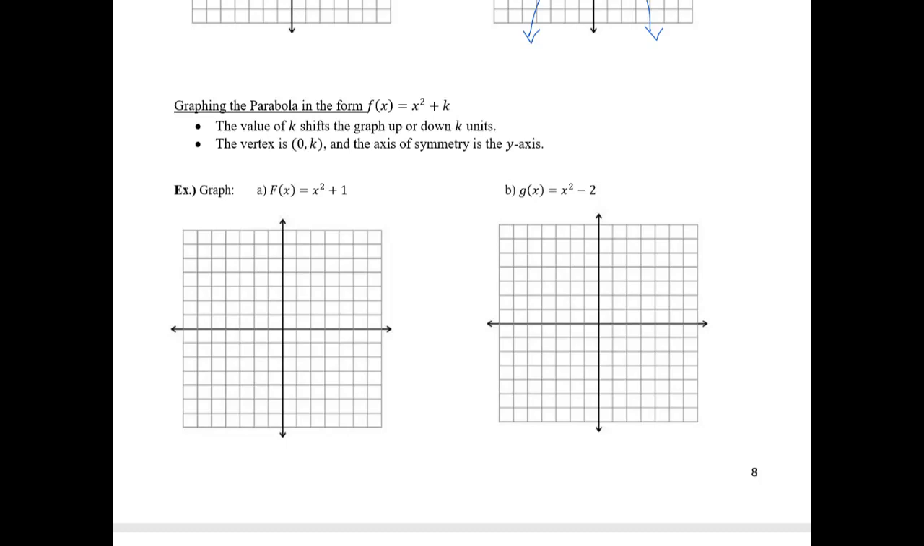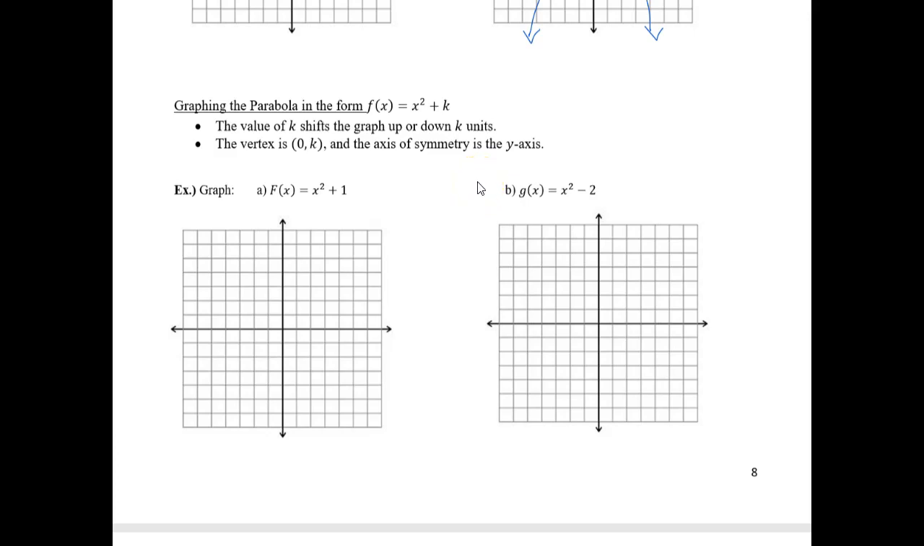In this video, we're going to continue graphing parabolas, and in particular, graphs in the form f(x) = x² + k. The k value of this equation is what shifts the graph up and down. The vertex will always be at (0, k), because when I plug in 0, the x² goes away and I'm left with k. So that's going to be the y-intercept here.